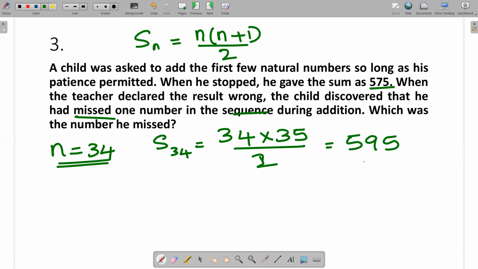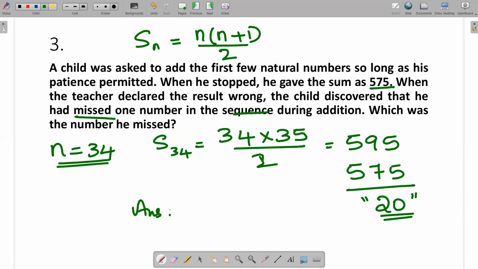Now it is evident that he missed the number 595 minus 575, that is equal to 20. And this number 20 is lying within the range, the first 34 natural numbers. So evidently, we can see that this child missed the number 20. So for this question, the answer is 20.